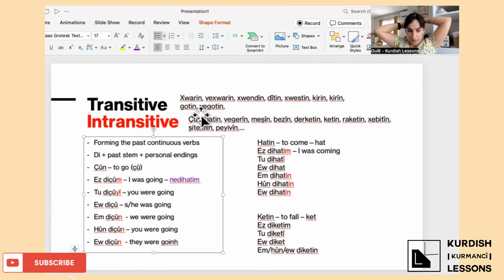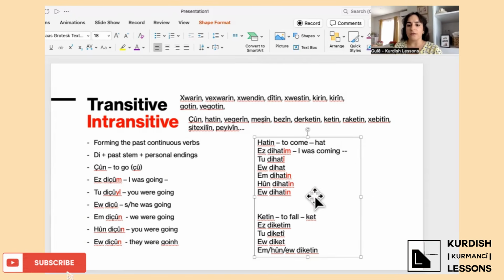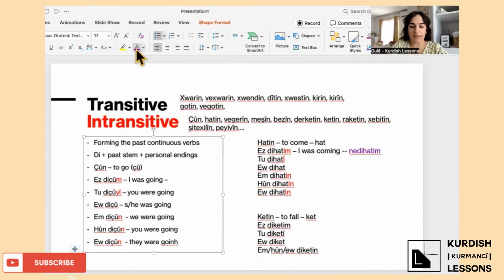Nedhatam. Oops, sorry. I'm isolating. So nedhatam for this one. Okay, so for the chum, it will be nedchum, nedchum. To nedchuyi, or nedchu, am nedchun, kun nedchun, or nedchun, nedchun. These should be purple, and these green.